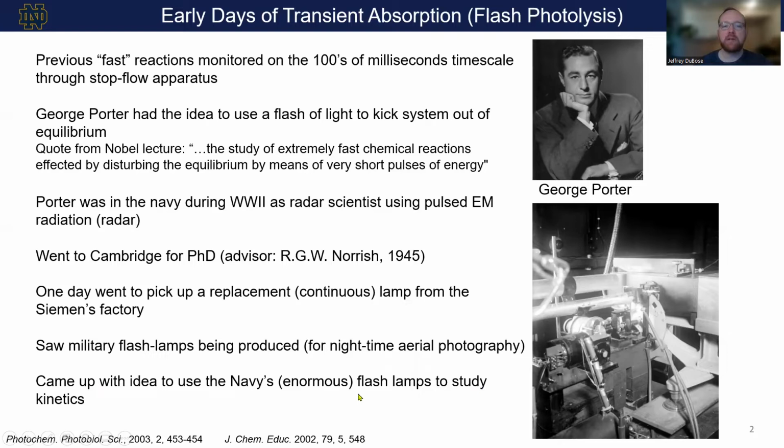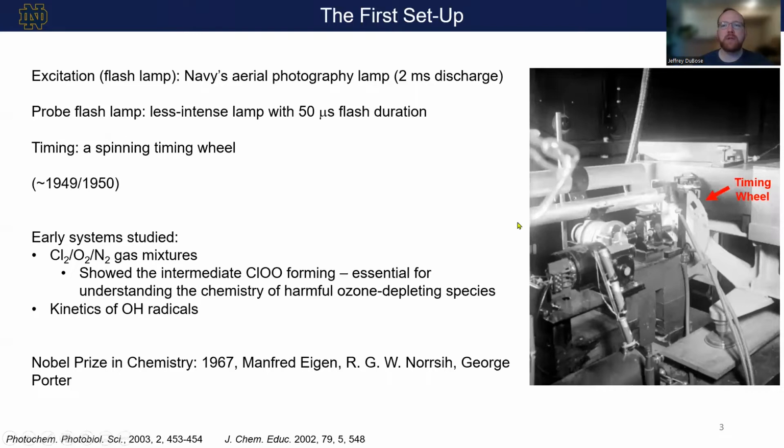Right, so this is actually a picture of one of the original setups that they used. They were exciting with this flash lamp, the Navy aerial photography lamp, typically around a 2 millisecond discharge, and they were probing the system with a less intense lamp with about a 50 microsecond flash duration. They actually did the timing of the pump and the probe, if you will, using a physical timing wheel, which is shown here. And this is around 1949, 1950 or so.